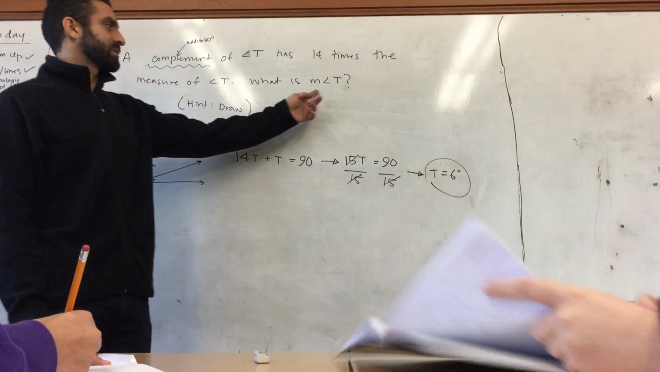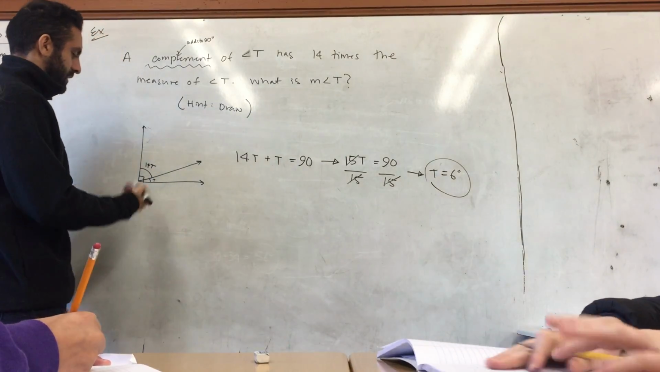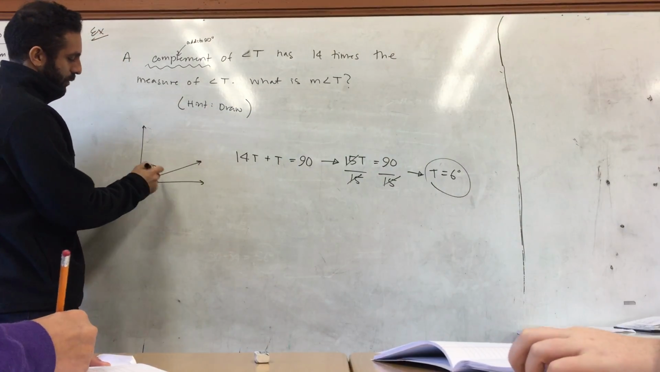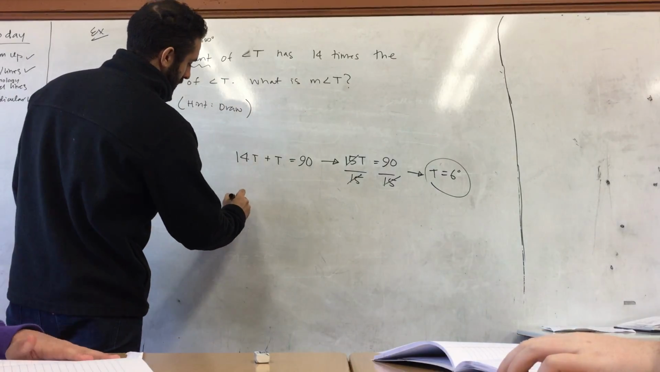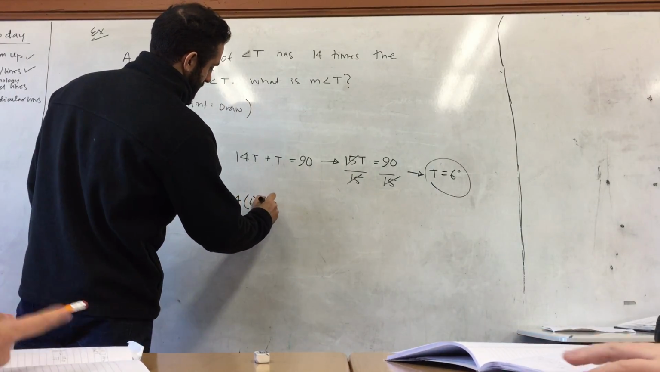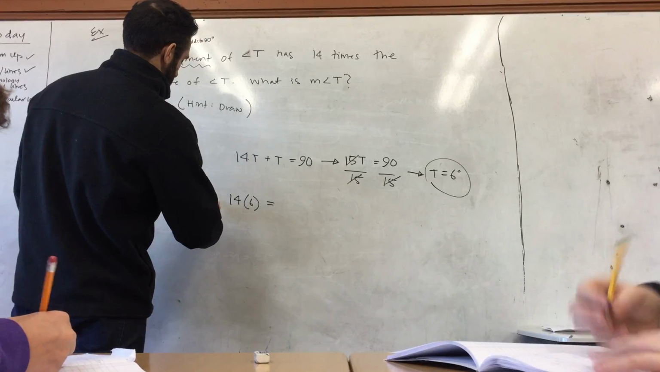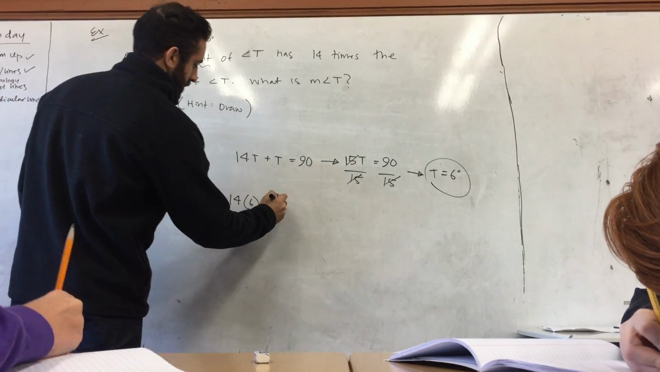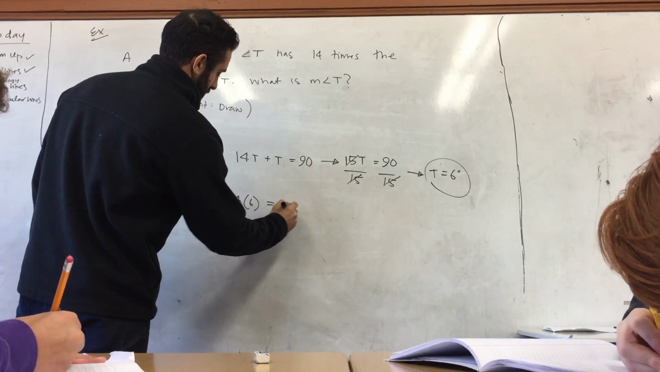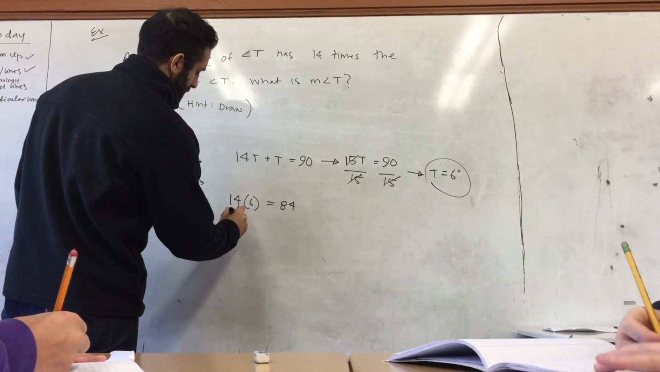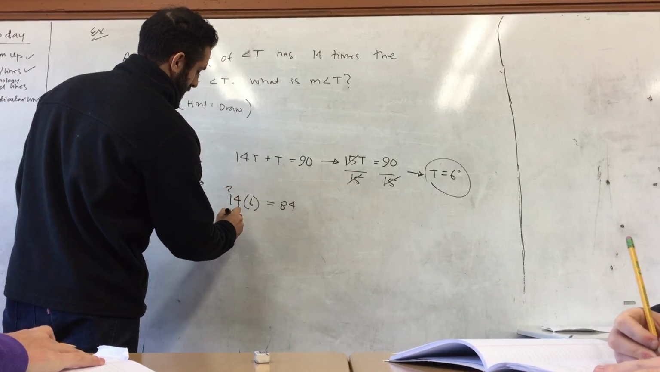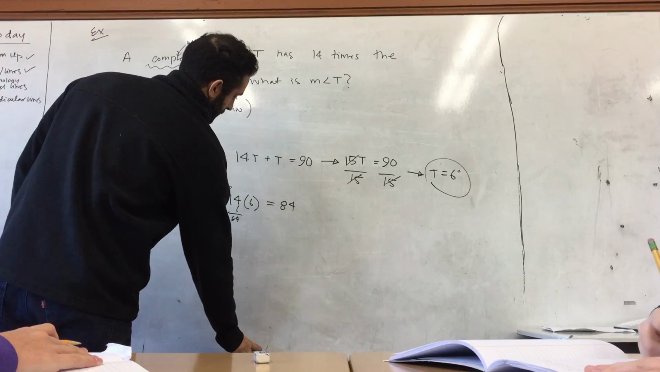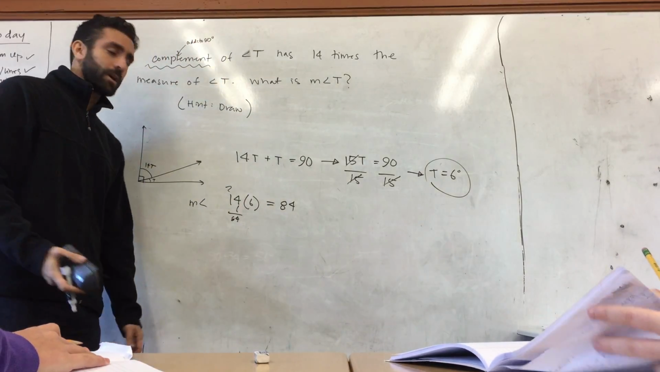Actually, it says what is the measure of angle t, so technically we are done. But what would this other one be? 14 times 6 is... Are you going to do 90 minus 6? Yeah, you can do that.